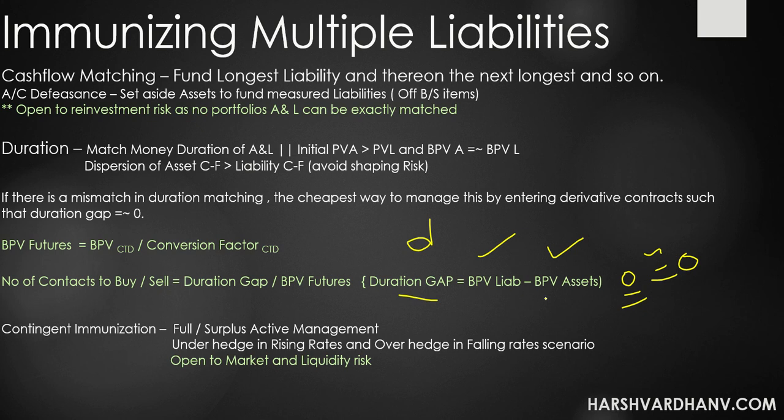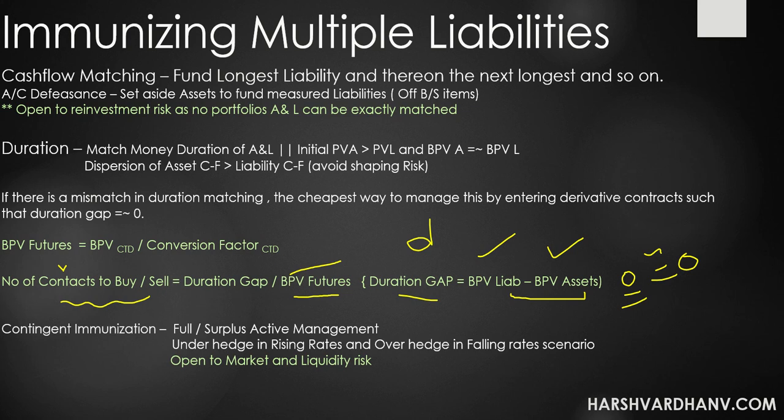If this is not zero, to make it zero, what we need to do is basically divide this by the BPV of the futures contract. So it will give me the number of contracts to buy. This is contracts, not contacts. This is contracts. So this will give me the number of contracts to buy.